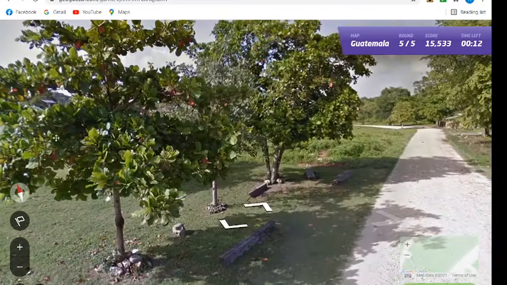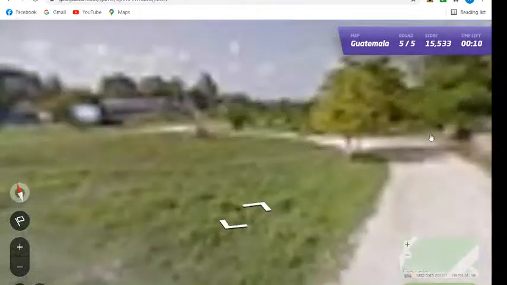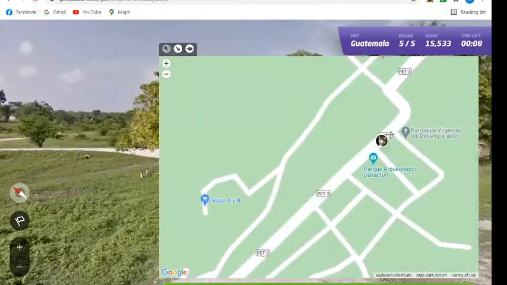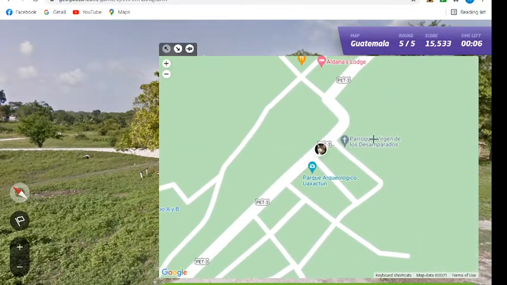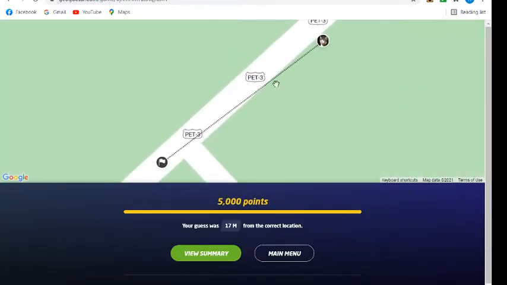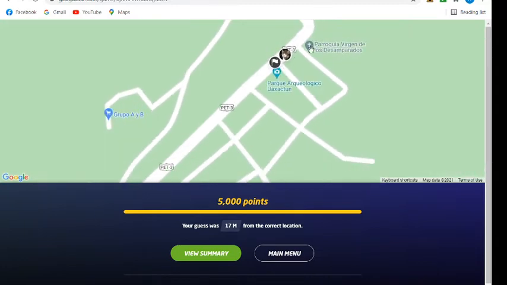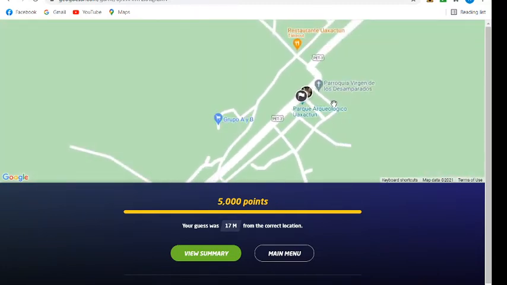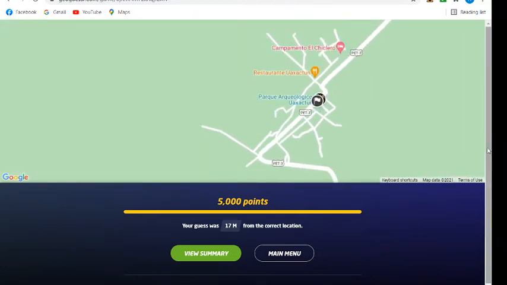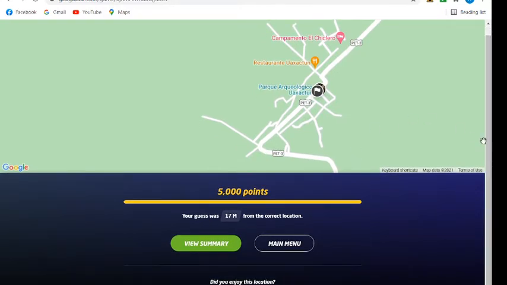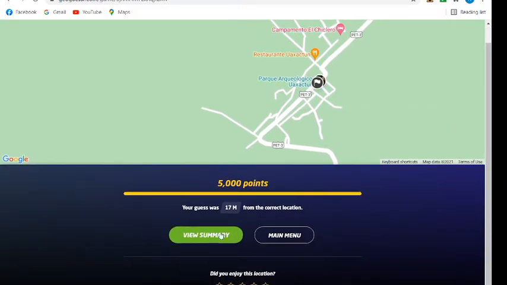Yeah, you'll notice here, Parroquia Virgen de los Desamparados. This is a Catholic church, probably from the name, so it's not the Assemblies of God one that I saw, which I think is not plotted. Okay, so 5K'd it. Okay, 17 meters. All right, so I guess we can close out with our best round of the stream.